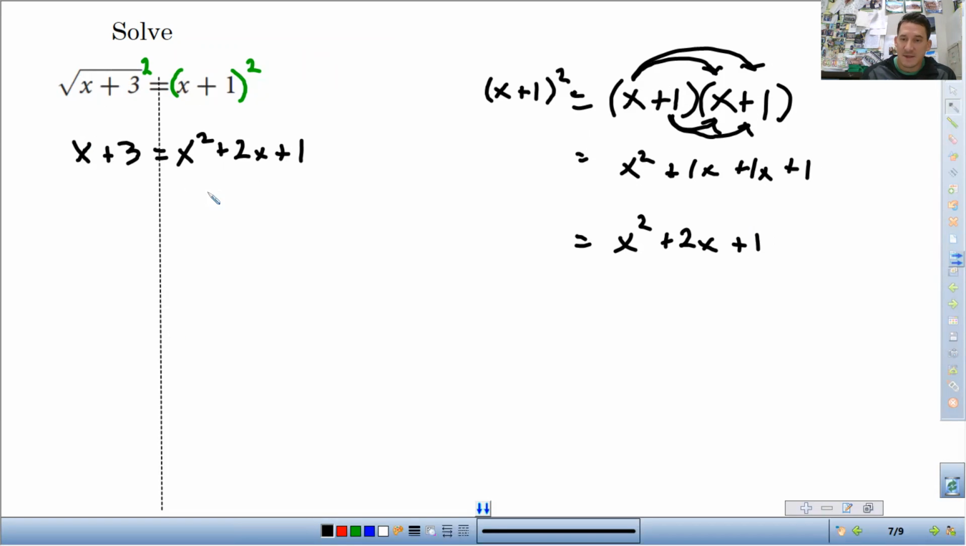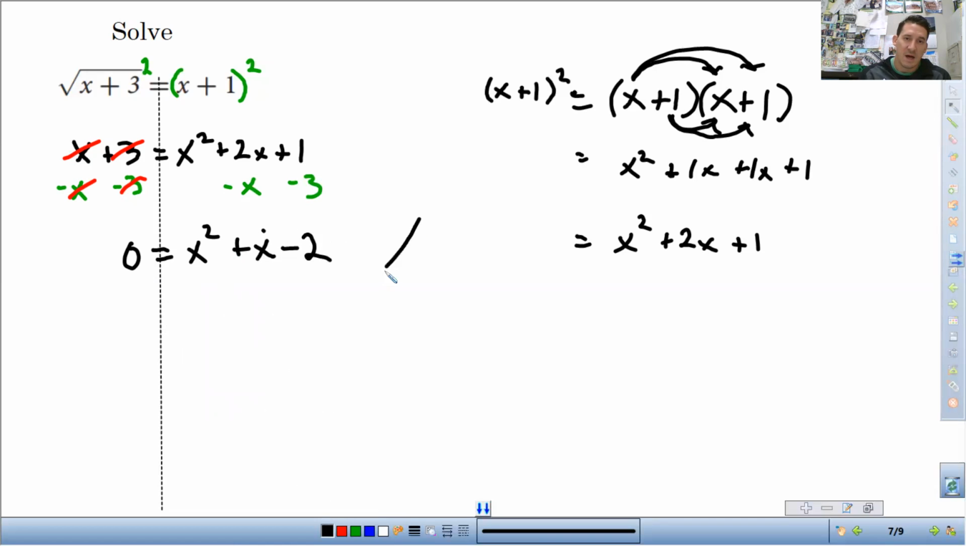All right, so now this is a quadratic because it has a square there. So remember, for quadratics, to solve them, you need everything on one side. You want it equal to 0. So I'm going to subtract x from both sides. I'm also going to subtract 3. Just make sure you're subtracting from its like term. So x minus x cancels out. 3 minus 3 cancels out. And I get 0 is equal to x squared. 2x minus x is just 1x, just x. And then 1 minus 3 is negative 2.